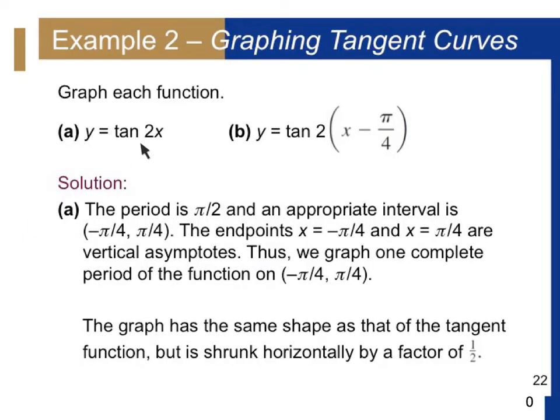Okay, so let's look at an example. Let's look at y equals tangent of 2x. So our k is 2 here. So our period is pi over k, so our period is pi over 2. And instead of going from minus pi over 2 to plus pi over 2 for our tangent curve, now we're going to go from minus pi over 4 to plus pi over 4. So we're shortening our cycle by a half. So these are our vertical asymptotes now: x equals minus pi over 4, x equals plus pi over 4. It has the same shape of the tangent, but it's shrunk horizontally by a factor of a half, and that's because we shortened our cycle.